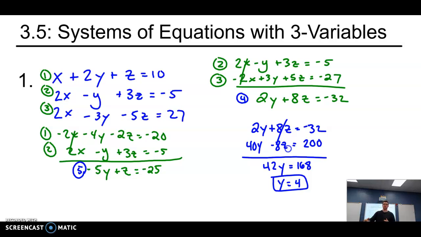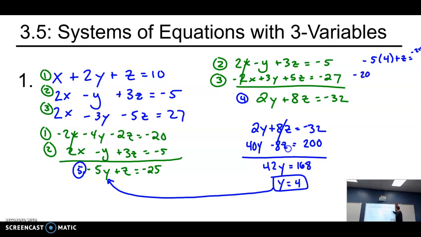And now we go backwards. You go to equation 4 or 5 to get z, and then you go to equation 1, 2, or 3 to get x. Right? So let's work backwards then. I can plug in +4 right here. So I get -5 times +4 plus z equals -25. So that's -20 plus z equals -25. So z equals -5.